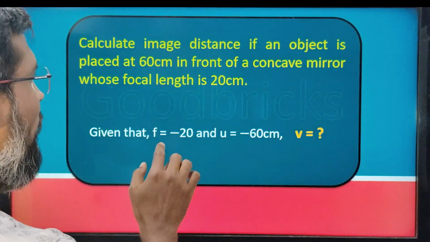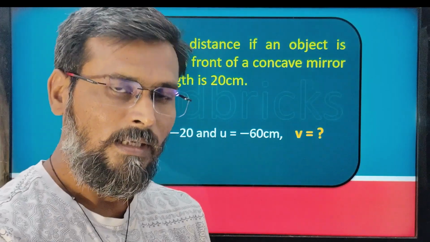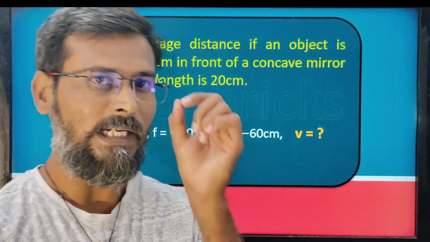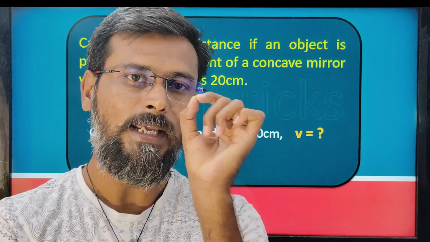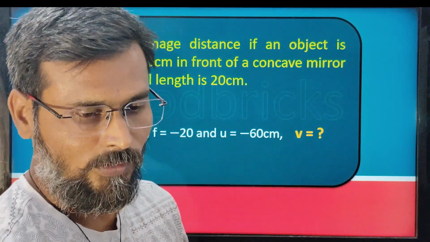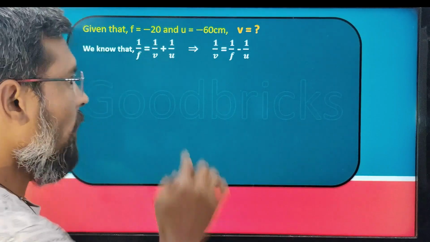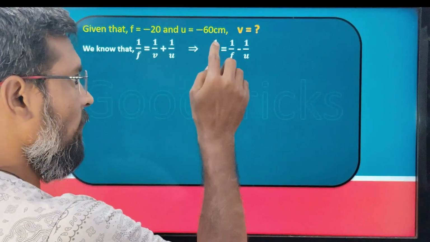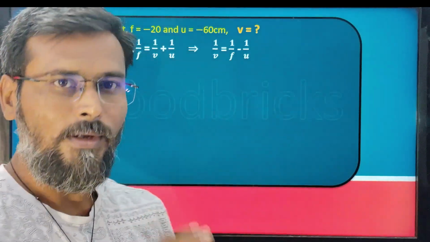Let us note down what they have given in the problem. F, focal length, is 20 centimeters, U, object distance, is 60 centimeters. As per sign convention rules, we should write focal length and object distance with a negative symbol. And the question is, we have to find image distance. V is equal to how much? So using our curved mirror formula, 1 by f is equal to 1 by v plus 1 by u, from that you can write 1 by v is equal to 1 by f minus 1 by u.